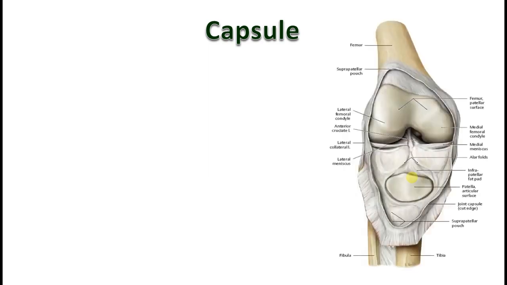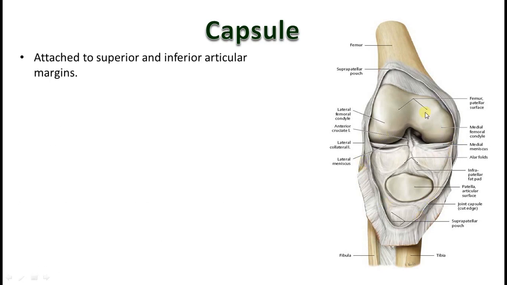You are able to see this is a diagram of a knee joint with the capsule open. You can see the knee joint cavity inside, and also the tibial condyles and the femoral condyles. Now what are the attachments of the capsule? It is attached to the superior articular margins and the inferior articular margins. Let us not go much into the details of these attachments.